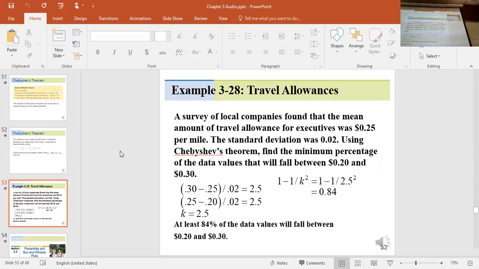So look at this question. A survey of local companies found that the mean amount of travel allowance for executives was 0.25 cents per mile. That was a long time ago. The standard deviation was 0.02. Using Chebyshev theorem, find a minimum percentage of data values that will fall within 20 cents, $0.2.